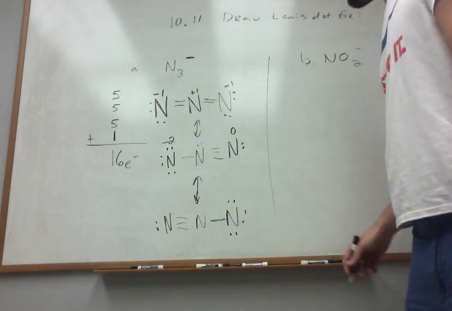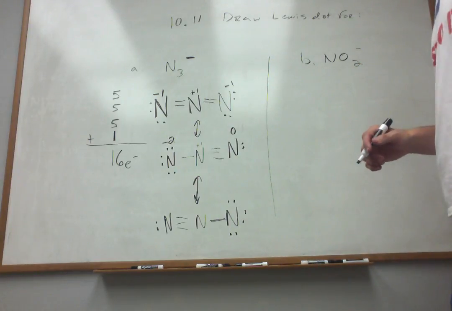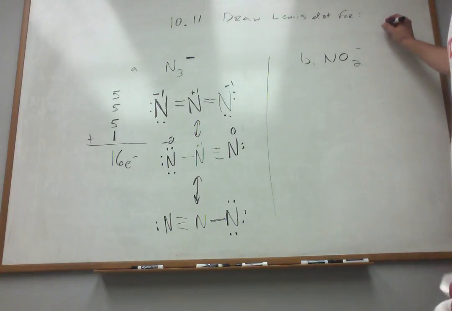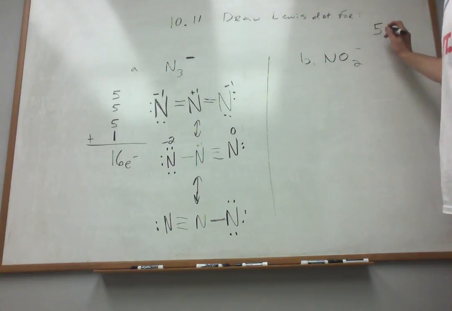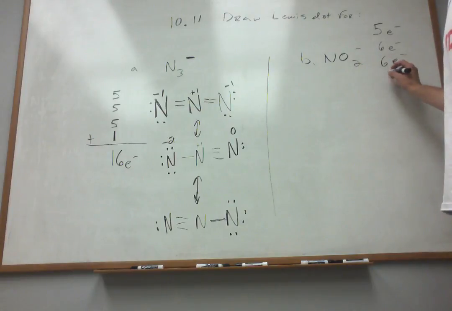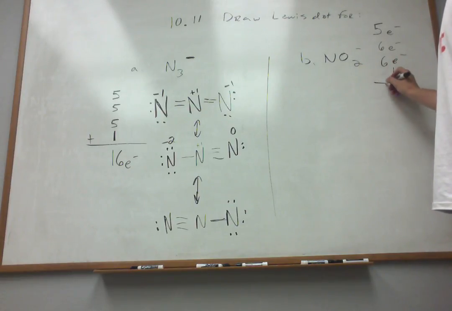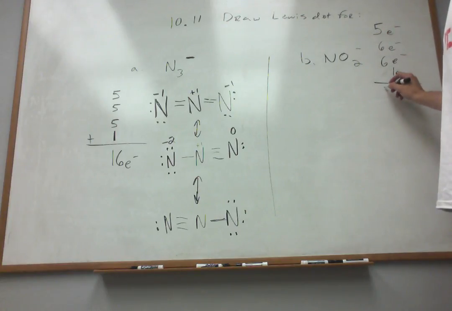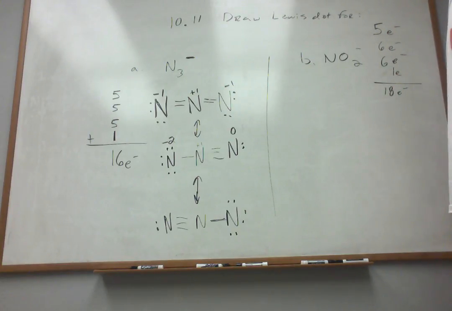So moving on to the next one then, we got NO2 minus 1. Follow the same exact protocol as before. Count valence electrons as assigned from the periodic table. Nitrogen would give us 5, and each copy of oxygen would give us 6. It's a minus 1 charge, so we're going to get 1 extra electron. So 12, 17, 18 electrons is what we can use.